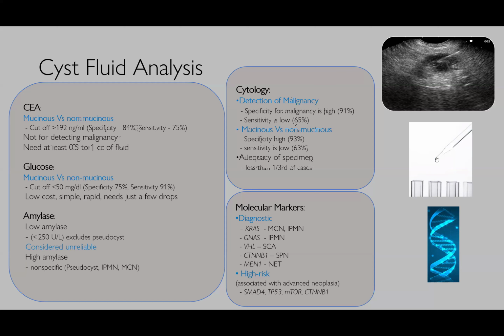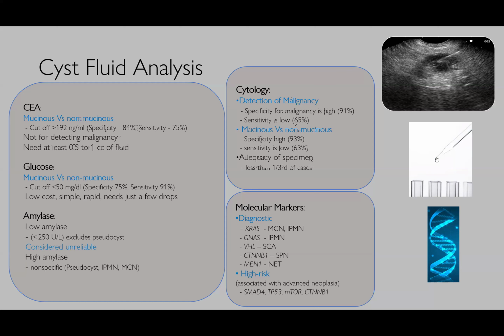Next is glucose. This is a more recent advancement. Mucinous lesions again tend to have low glucose, while non-mucinous lesions typically tend to have glucose levels above 50. This has been very useful. Some of the recent studies claim that this is more sensitive, more accurate than CEA in characterizing lesions as mucinous versus non-mucinous. A big advantage is that you don't need a lot of fluid for estimating the glucose level. Even a few drops are enough.